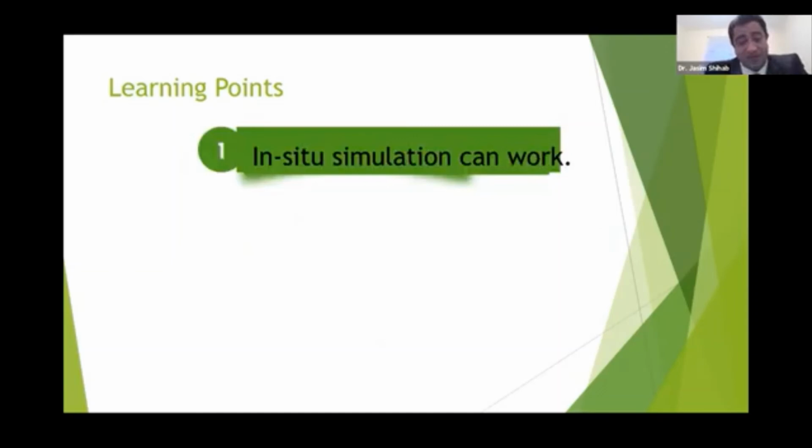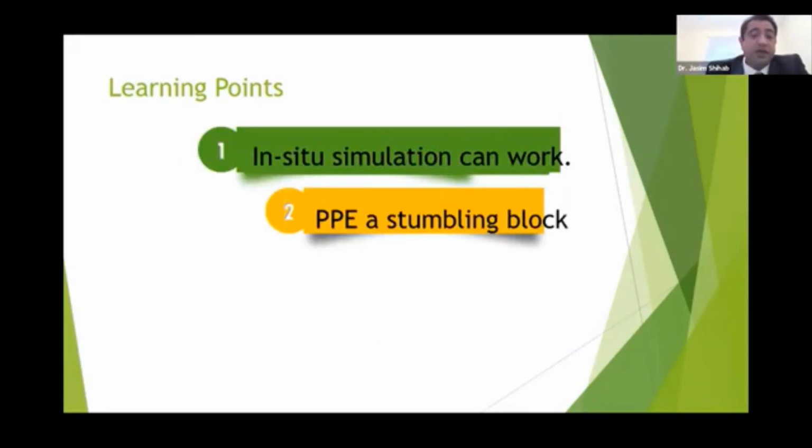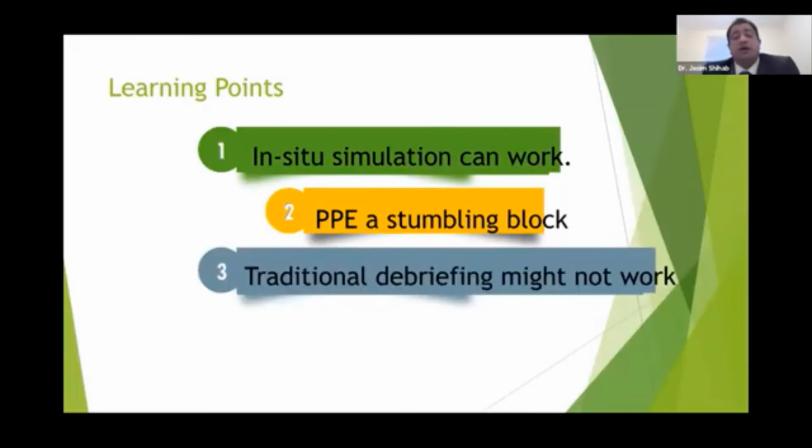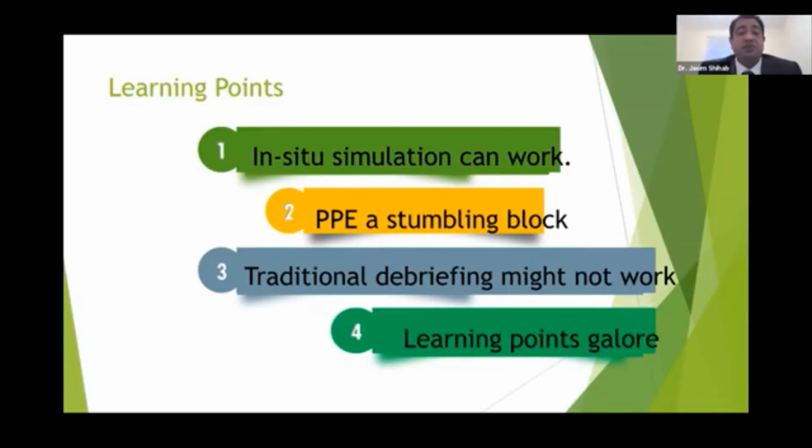We understood in situ simulation can work. We thought that PPE would be a stumbling block, but we went around it. We also understood that traditional debriefing is not working, because these scenarios are long. It starts off with a crash call going off saying that there's a COVID baby being delivered, and then it goes all the way up to the theater or the birth suite, and then the scenario happens there and finishes off, and then the baby is moved down into the isolation room. So these scenarios are long. So traditional debriefing, we understood, is not working. And there were a huge number of learning points.